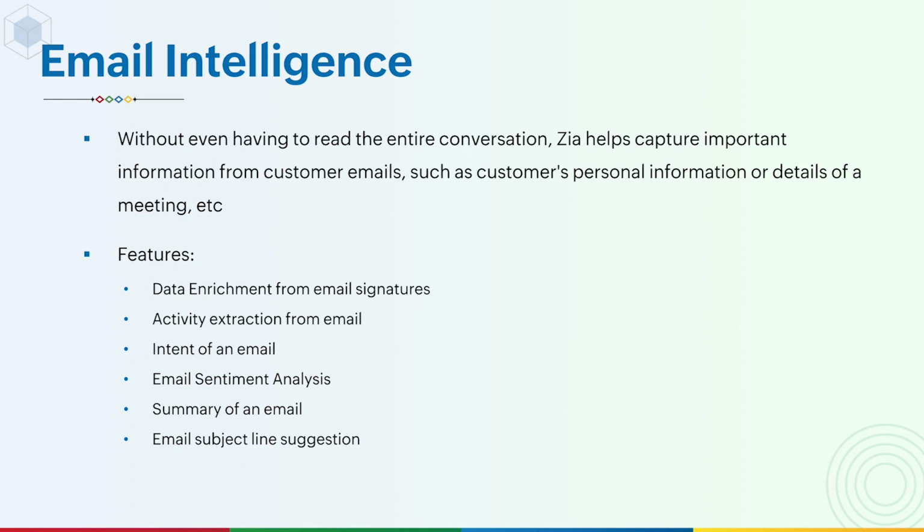Summary of an email. Here, Zia automatically summarizes the text of emails and provides a concise gist of the email in a single line. This way, without opening the mails, the recipient will know the context and decide which email requires priority and which ones can wait.